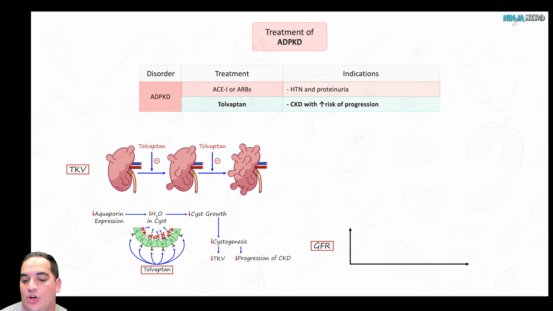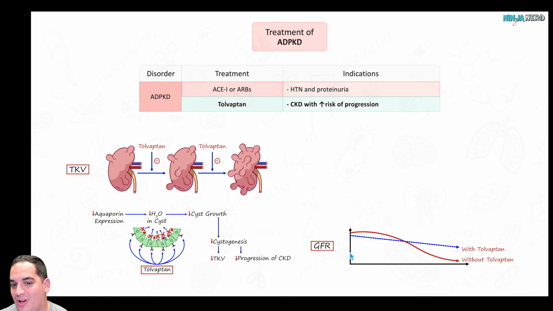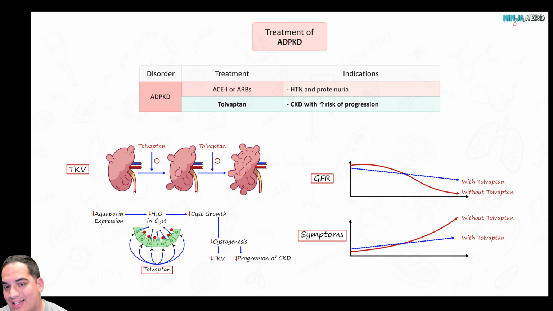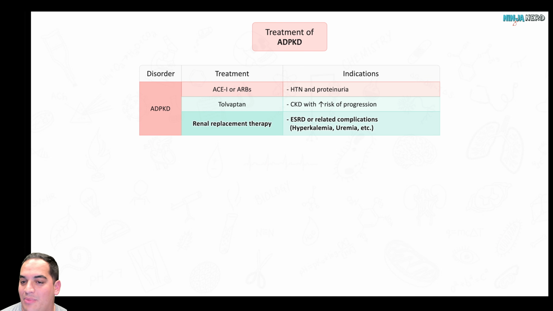So when we actually look at this in a graphical representation, what we've seen with ADH antagonists like tolvaptan is that without tolvaptan, the GFR will tend to go down progressively, whereas with tolvaptan, it may decrease that progression a little bit. Same thing if we look at the symptoms resulting from this disease: without tolvaptan, they go up, and with tolvaptan, they tend to progress slowly. And then total kidney volume, again, we already talked about. So that's one of the benefits of tolvaptan.